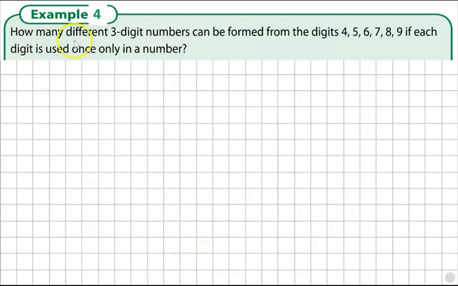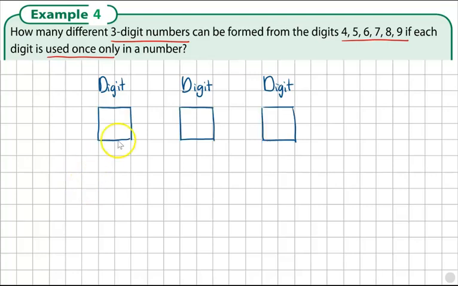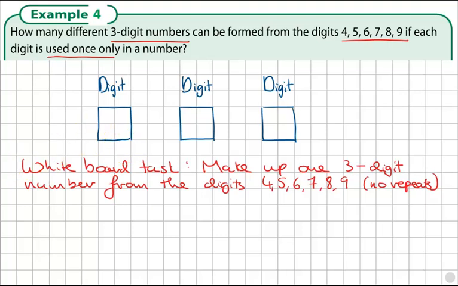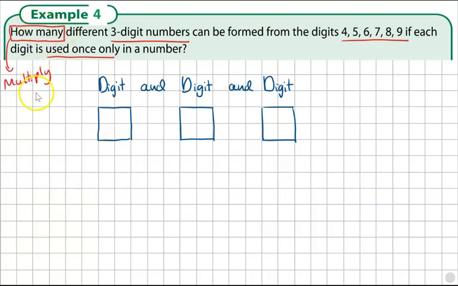Example 4. How many different 3-digit numbers can be formed from the digits 4, 5, 6, 7, 8, 9 if each digit is used once only in a number? So we're going to have a digit, and then another digit, and then another digit. So it's a 3-digit number we're creating, so we have 3 boxes. We see the phrase how many, so we think multiply. So we're going to have a digit and a digit and a digit, and means multiplying probability.